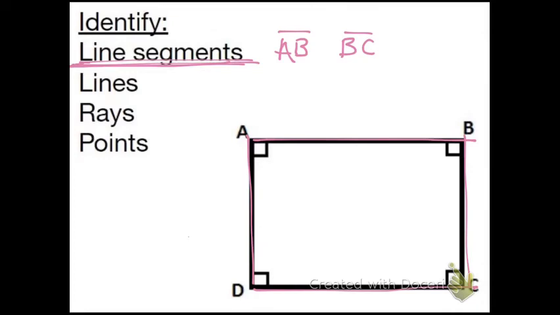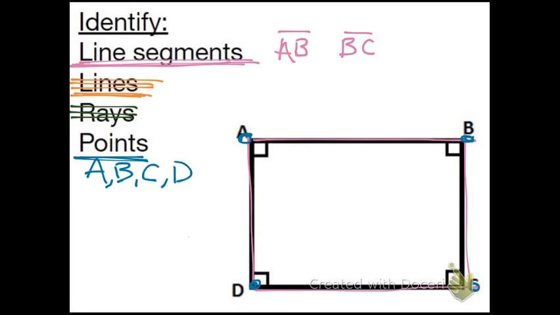If you're looking for lines, which were in orange on our last screen, there are none. In a shape, there are no places where the line keeps going on and on forever. In fact, there aren't any rays either, because there's no place where the lines of a shape go in one direction and keep going forever. But I bet a lot of you see a lot of points. There are a ton of points, A, B, C, and D.